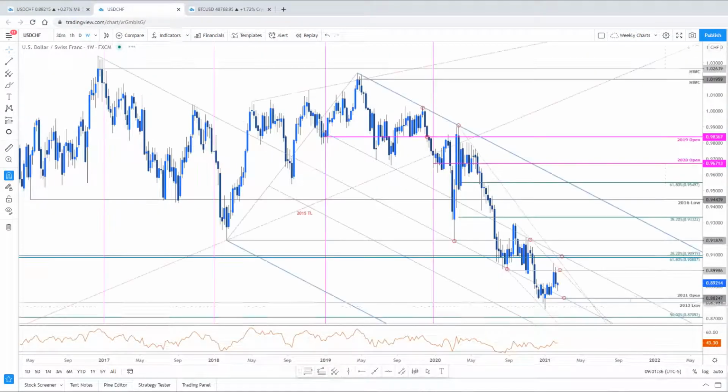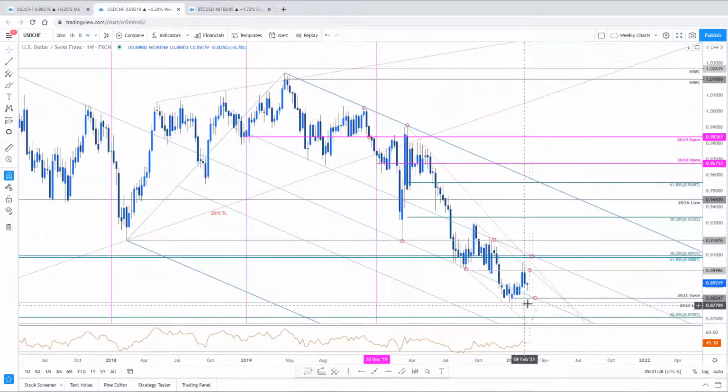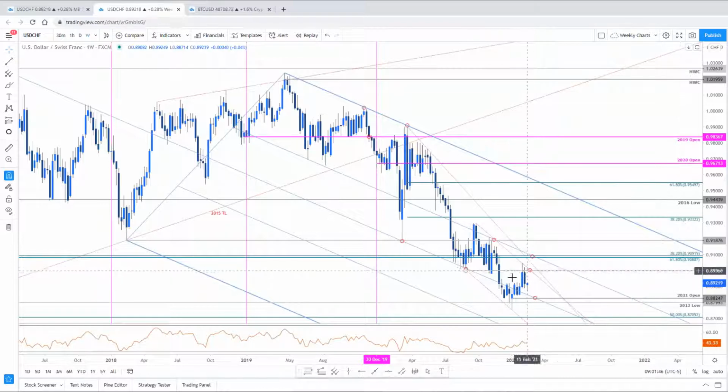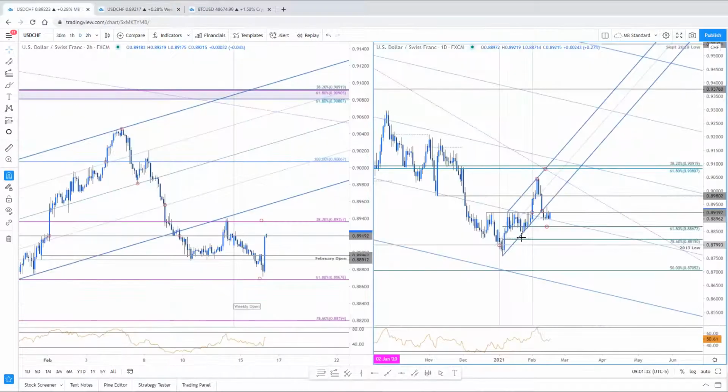Here's Swissy on the weekly charts. It's a mess. There's nothing really to say here. 90 is going to be your resistance, 89.98. On a weekly standpoint, the yearly open, 2021 open, comes in at 88.25. That's key support. Nothing really on the weekly chart to write about.